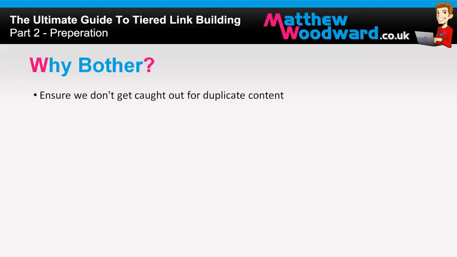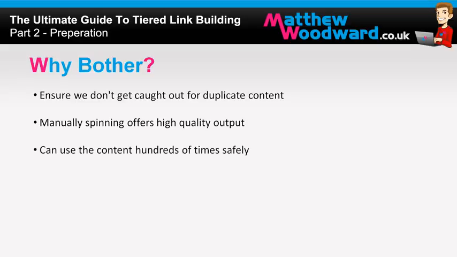Most importantly, we don't want Google to flag our Tier 1 links as duplicate content, or we might as well not have bothered building them. Secondly, manual spinning provides very high quality output. This is important so it doesn't look spammy and helps to ensure our Tier 1 links never get removed by a moderator. And thirdly, we can use the content hundreds of times throughout our campaign without a hitch.